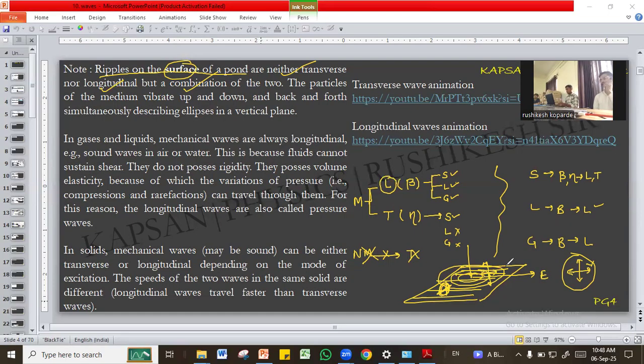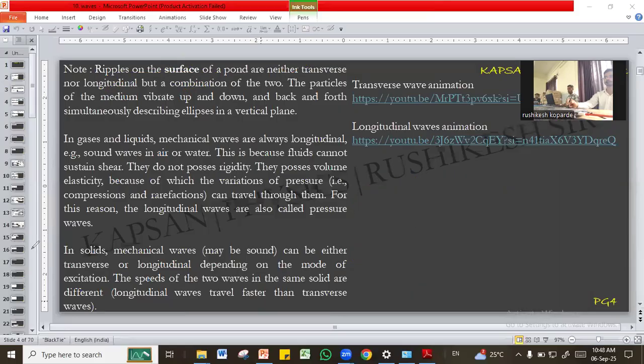So on the surface of the liquid, you will have both B as well as eta: bulk modulus as well as modulus of rigidity, both are present. So on the surface, you can have both transverse and longitudinal waves, but inside the liquid, you will not have modulus of rigidity. Yes or no? So inside the liquid, the waves will be only longitudinal. On the surface, they can be both transverse as well as longitudinal.